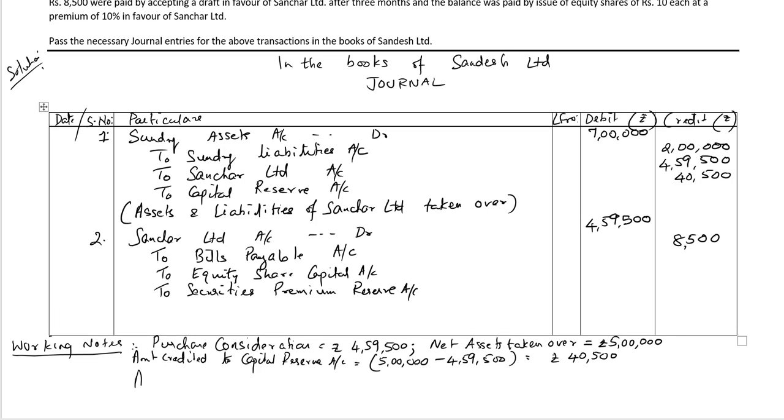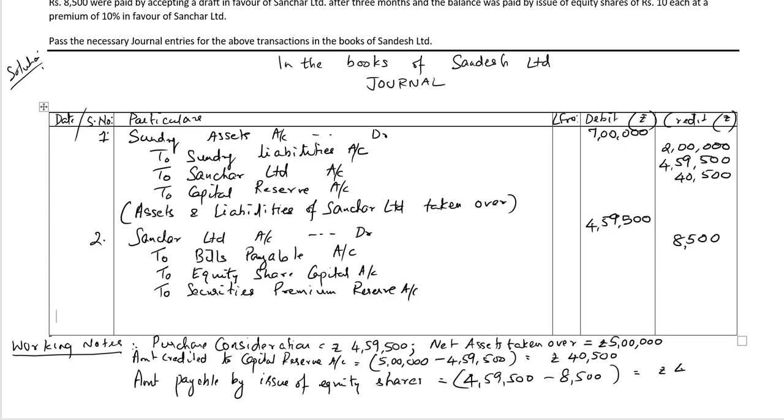Let's find out the amount payable by issue of equity shares. It is equal to the total amount payable, which is 4,59,500, minus the amount which is paid by accepting a draft, 8,500 rupees. This comes up to rupees 4,51,000.